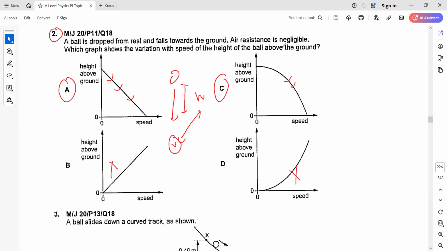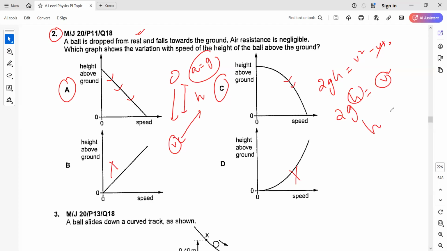Since there is no air resistance, that means acceleration is constant. So I can write 2gh equals v squared minus u squared, where u is 0 because this falls from rest. So the relationship is 2gh equals v squared, right? That means v and h are not linearly related. They are related with a square. So the equation of a straight line is not applicable here. A curve is applicable. So I'll go with C.